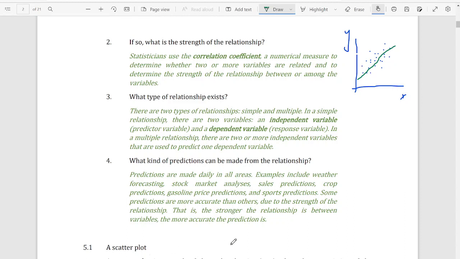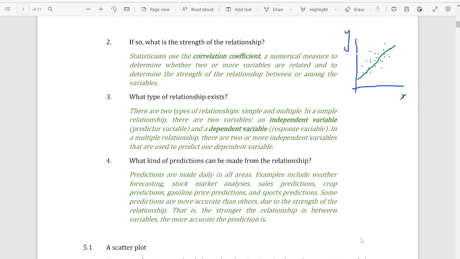So predictions are made daily in all areas. Examples include weather forecasting. So this is the kind of prediction yang kita buat. So weather forecasting, stock market analysis, sales prediction, crop prediction, gasoline price prediction. So all this kind of prediction can be made through regression.